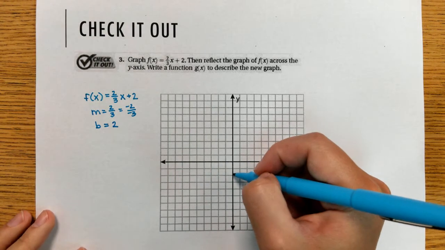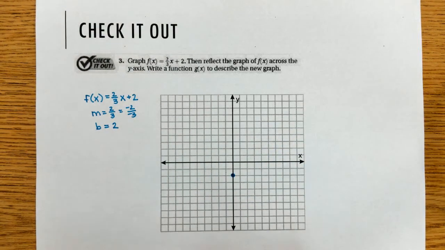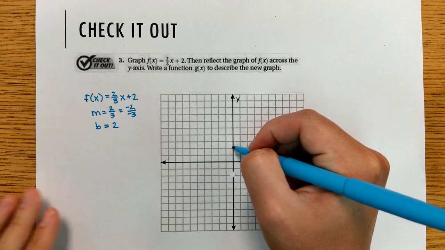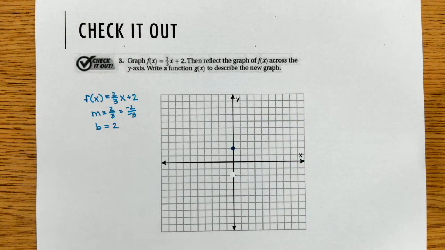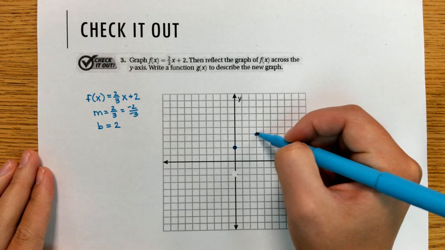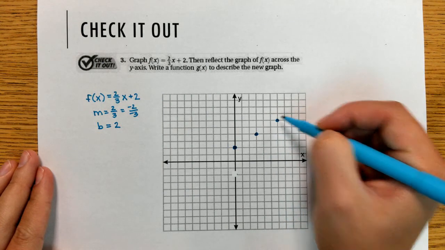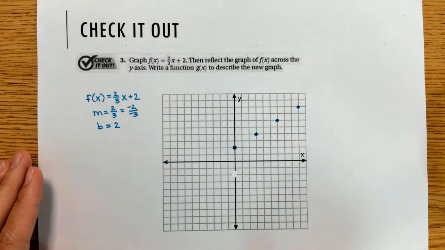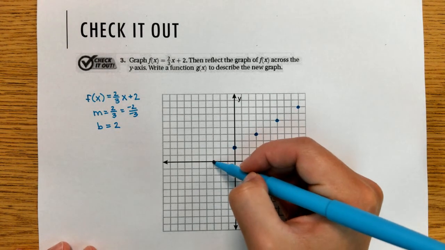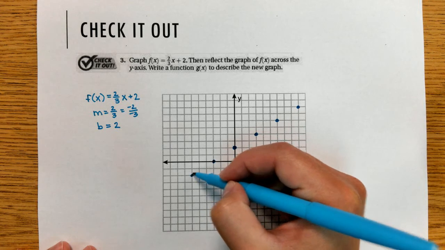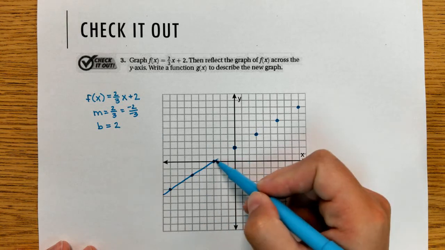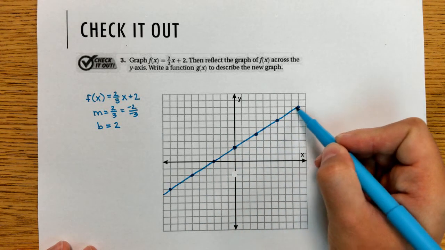So I'm going to graph my intercept first. Oh, that's a positive 2. I apologize. I got to go up first. So up 2. So that's going to be our 0, 2. And then I'm going to use my slope. So up 2, right 3, up 2, right 3. And then in the opposite direction, we're going to go down 2, left 3, down 2, left 3. And then we'll connect our dots to form our graph.